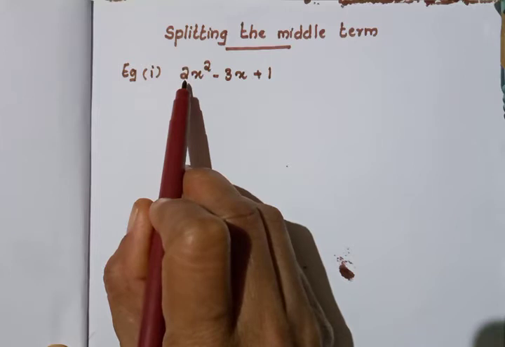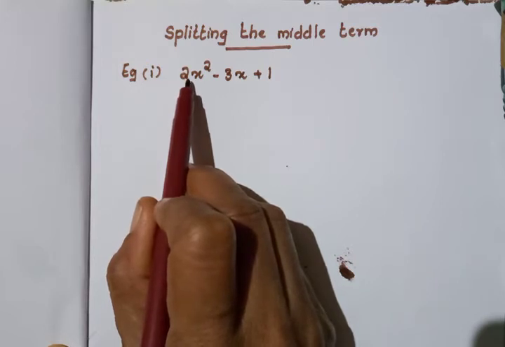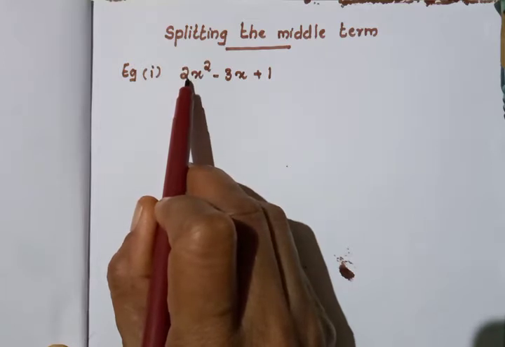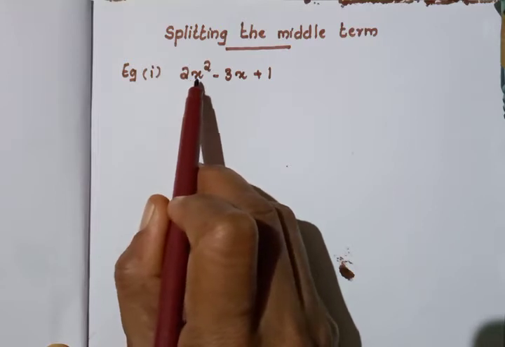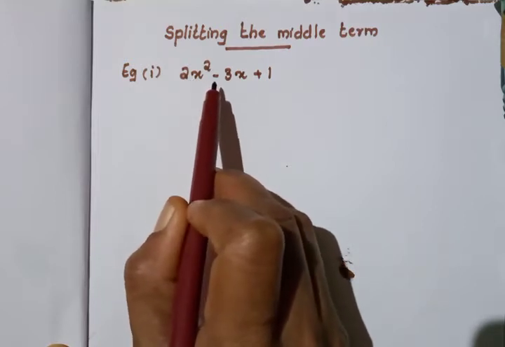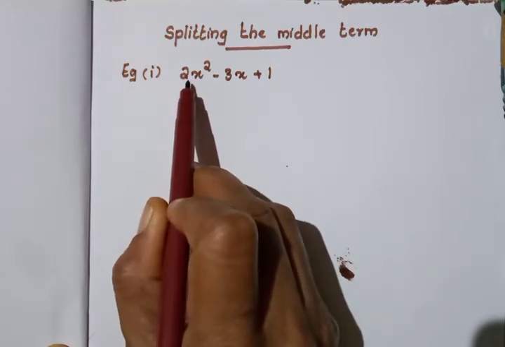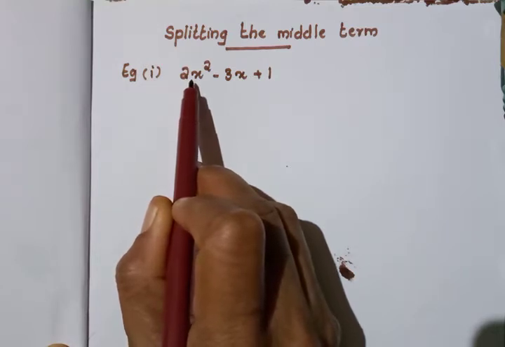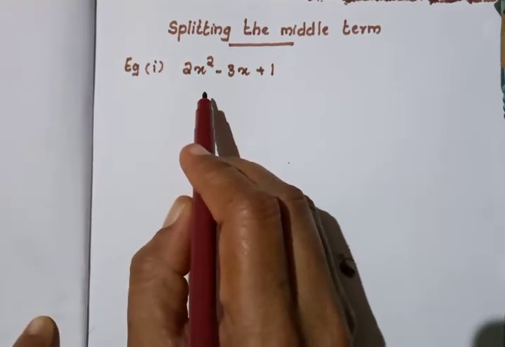We have discussed in the previous class how we factorize a polynomial of degree 2 with the coefficient of x square 1. So today we will discuss the quadratic polynomial 2x square minus 3x plus 1 with the coefficient of x square not equal to 1. The same way we are solving, but a different strategy we follow here. Okay, so listen, how do we split this?